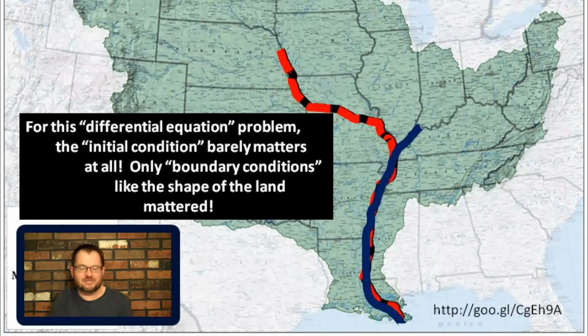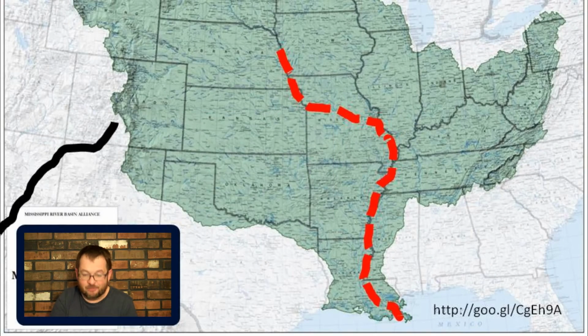If I was trying to simulate this in a model, I'd have to tell the model where all the hills were and the slope of the terrain and all that kind of stuff. I'm not in control of that at all. In fact, the initial conditions here barely matter at all.